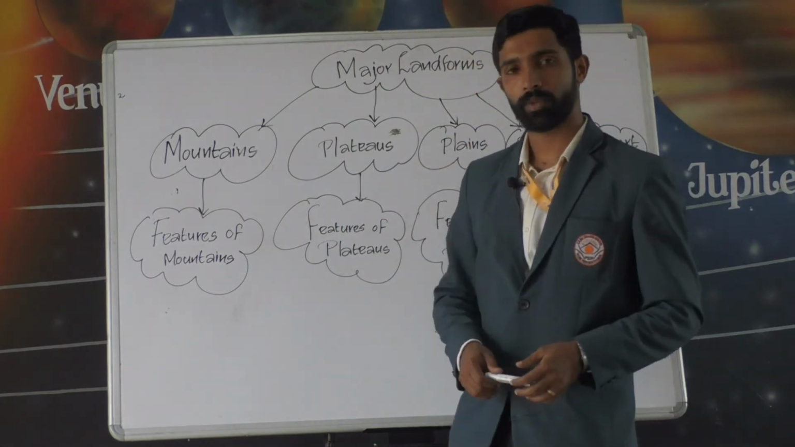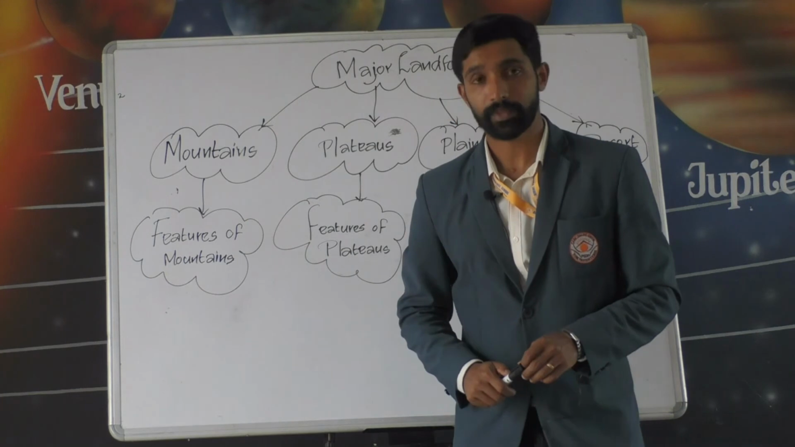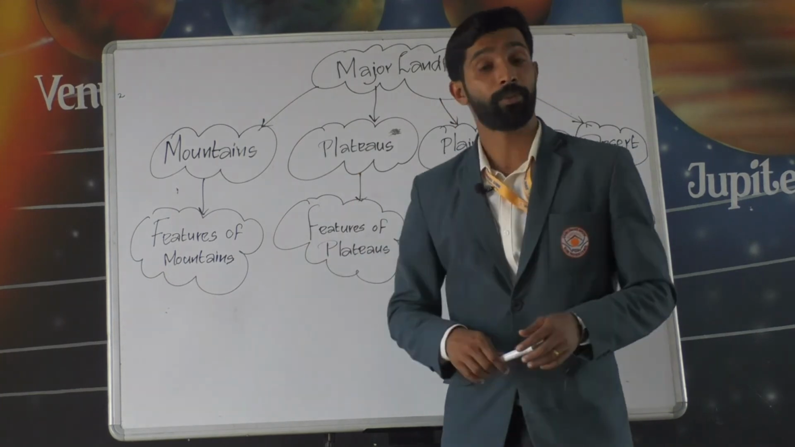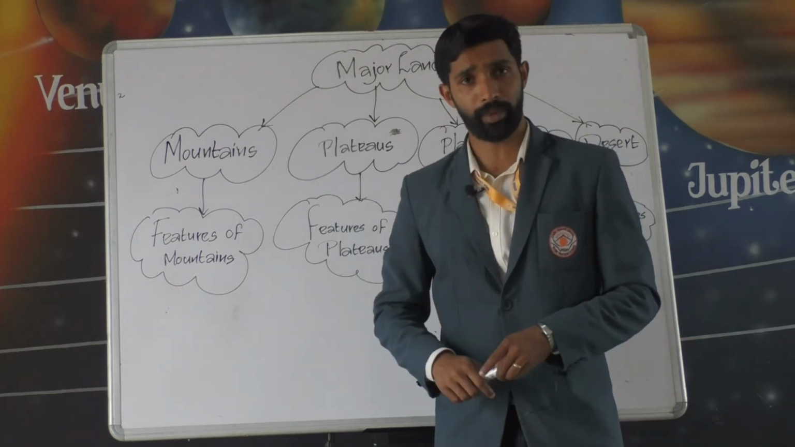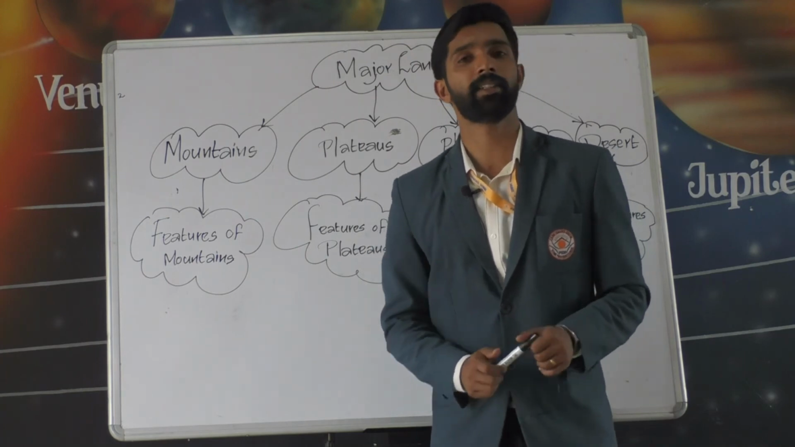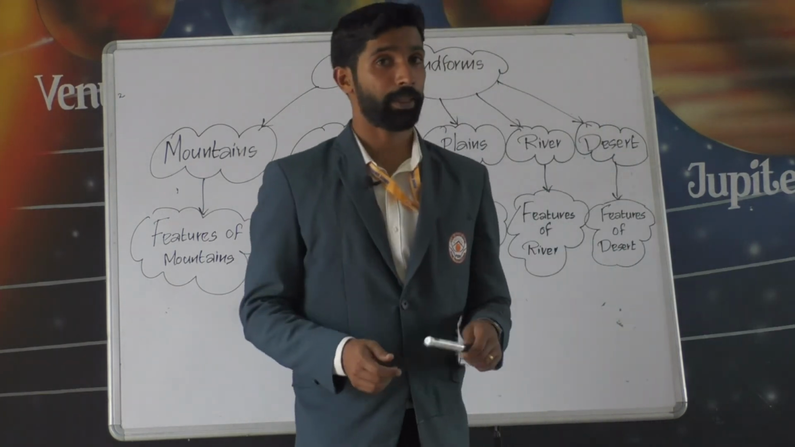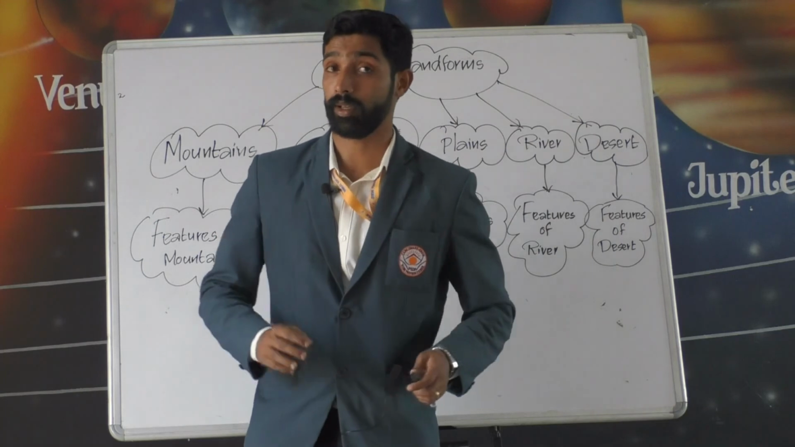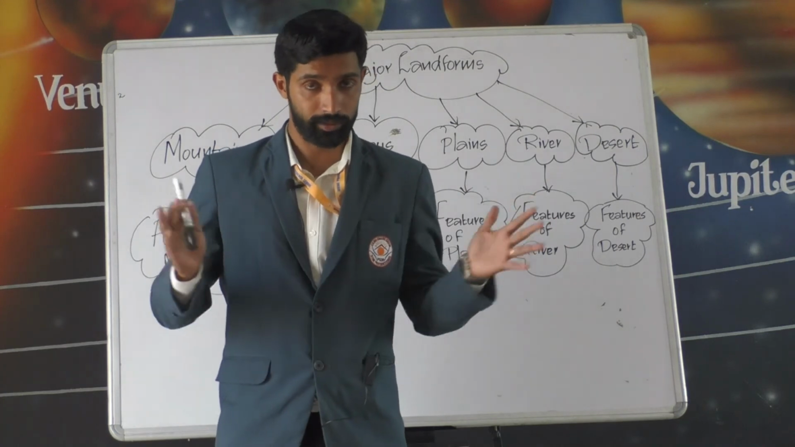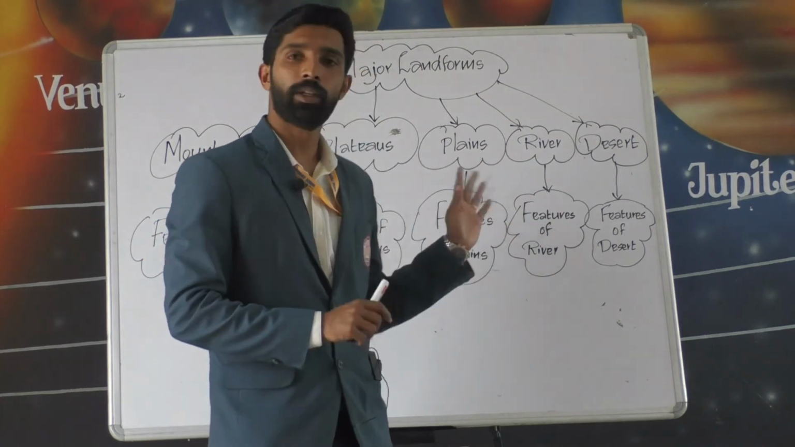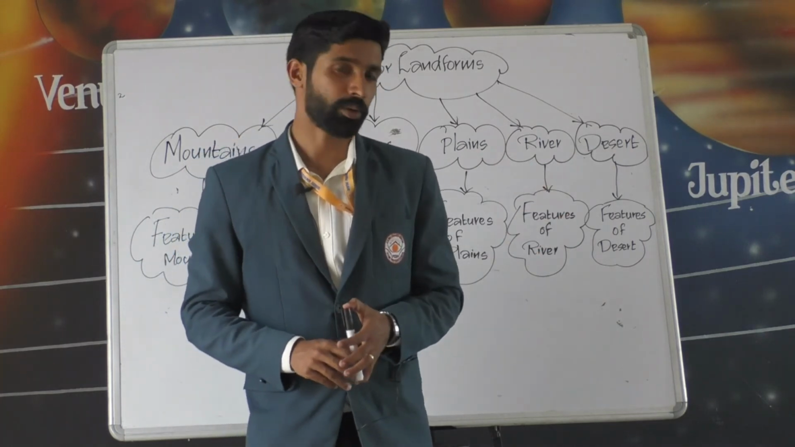And what about plateaus? Plateaus are highlands with a flat top, and they are also known as what? Tableland. Good. The low regions of plateaus are mainly used for agriculture, while high regions of plateaus are suitable for cattle rearing, and they are also rich in minerals. Then what about plains? Plains are very fertile. The soil is very fertile and the population is very thick compared to mountains. It is also suitable for constructing railways and roadways.